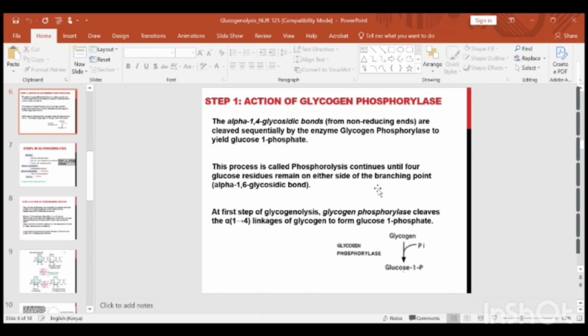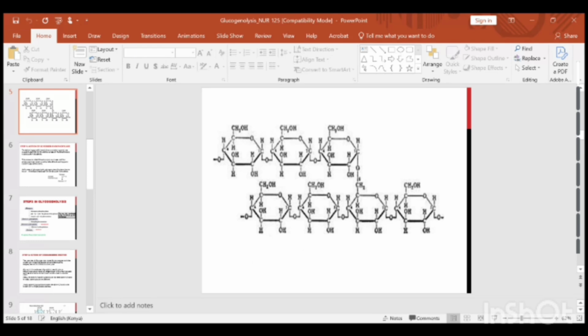We've understood that glycogen is this complex molecule, made up of 1,4-glycosidic bonds and 1,6-glycosidic bonds. The 1,6-glycosidic bonds occur at the branches, what we are calling the branches. Now, these ends that are linked by 1,4 are called non-reducing ends. Then this is referred to as the branching.